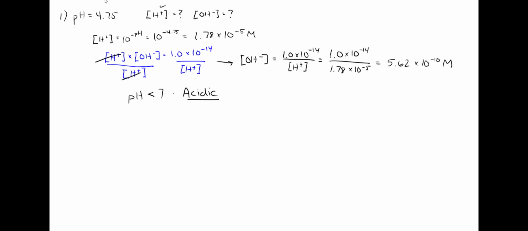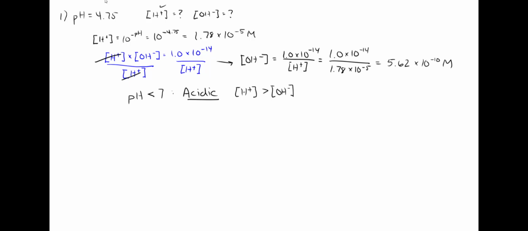Incidentally, a solution can never be acidic and basic simultaneously. They're either one or the other, or the solution is neutral. The other way to determine that this solution was acidic is that the proton concentration will always be greater than the hydroxide concentration for an acidic solution. For a neutral solution, they would be equal, and for a basic solution, there would be more hydroxide than protons.